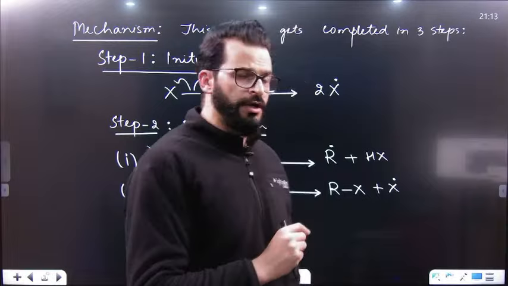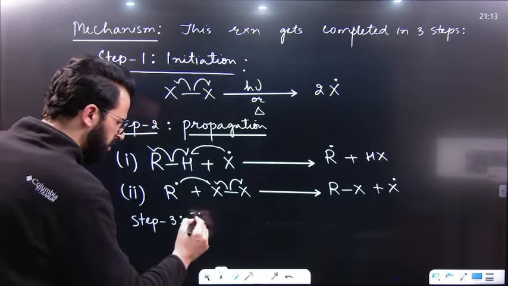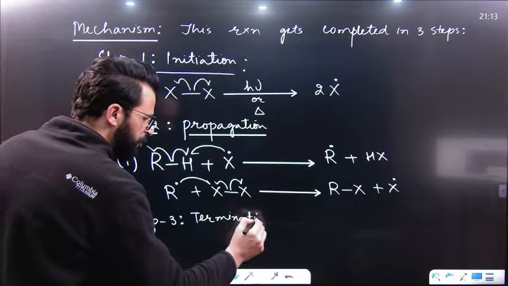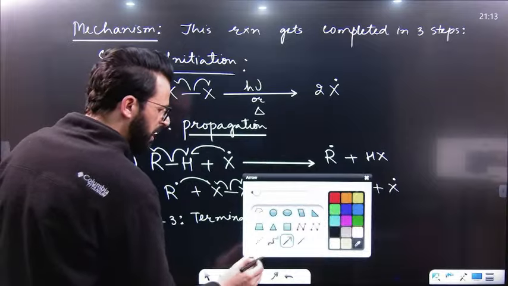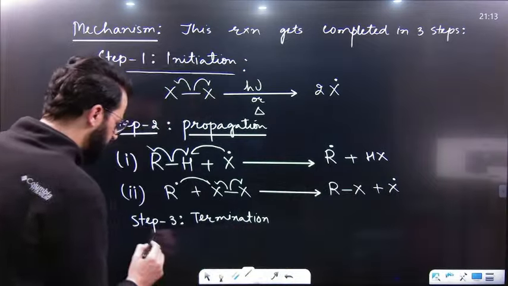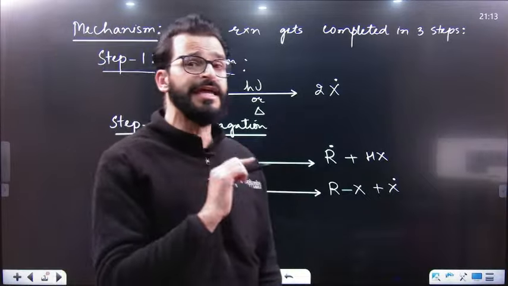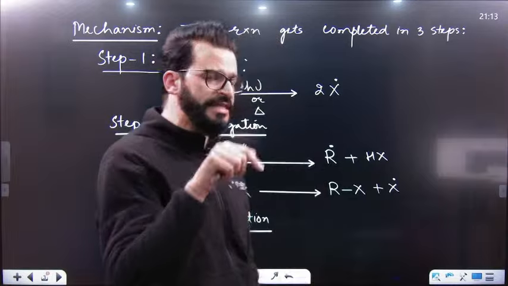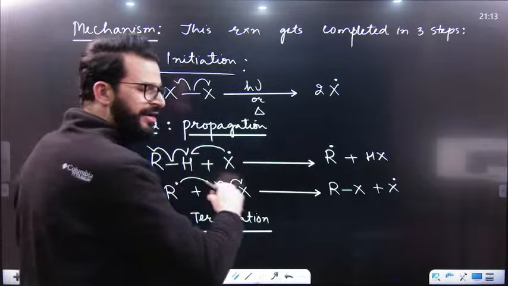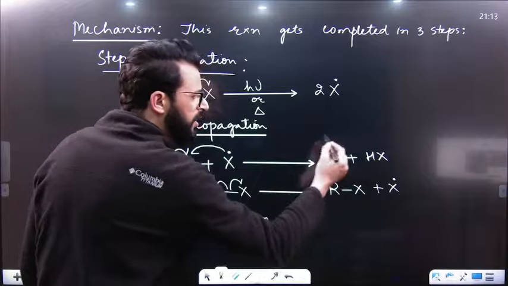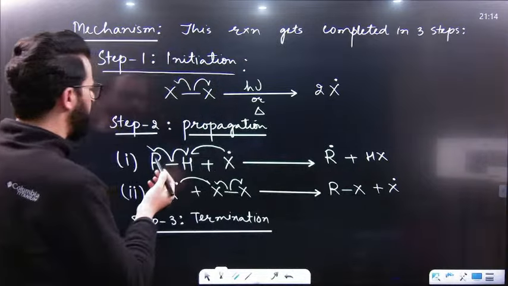But we know that stopping the reaction means termination. All the radicals formed in the propagation step must combine together so that there will be no radical left. Because if a radical is left, then it will once again attack the substrate and the reaction will continue. So to stop the reaction, we will combine all the radicals formed in propagation.